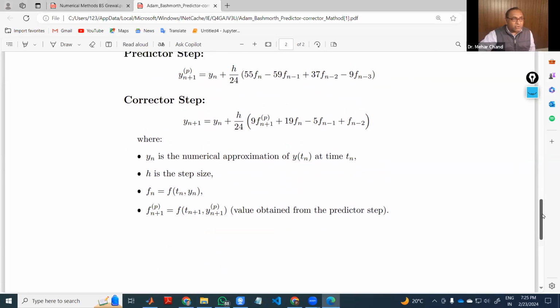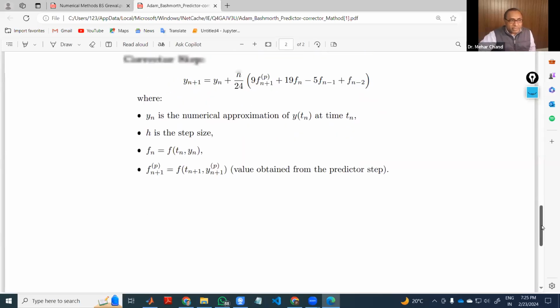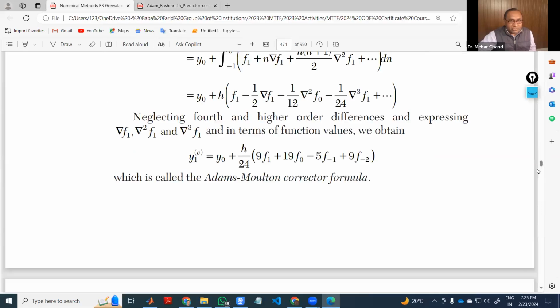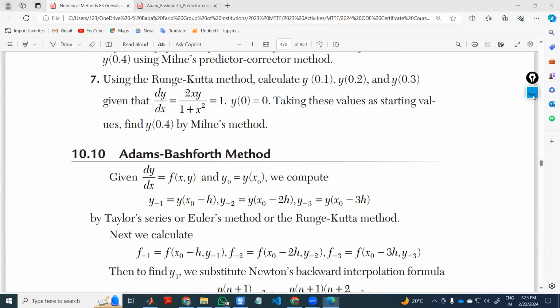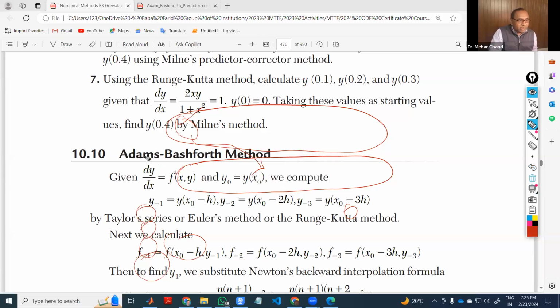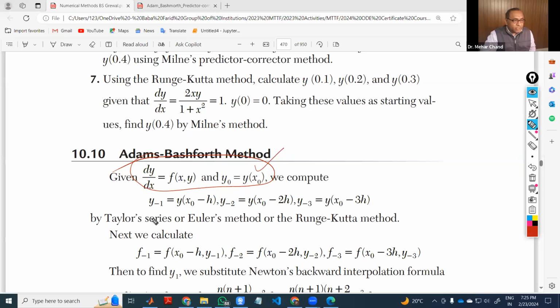Now the main task is how we can implement these two equations for predictor and corrector. But remember that we need to compute these values first, which I have shown in this file. See at this place, first you are given only this equation and the initial condition. We need to compute these values, and to compute them you can use the Taylor series, Euler method, or Runge-Kutta method. We can use one of these three methods, and then we can implement the Adams-Bashforth predictor formula.